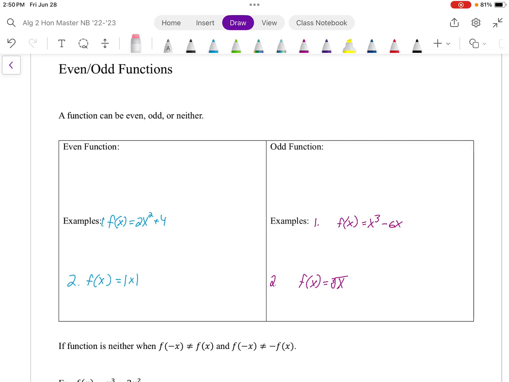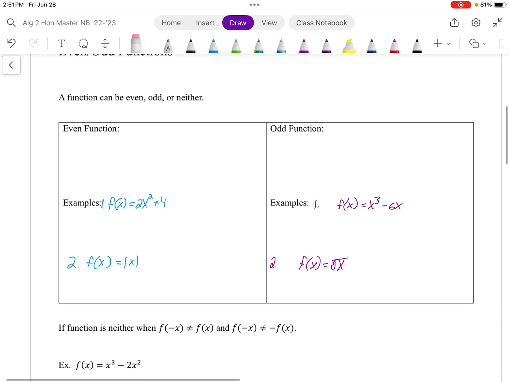All right, so in this video, we're going to look at deciding if a function is even versus odd. A function could be even, it could be odd, or it could be neither of those. So we're going to start off with even.